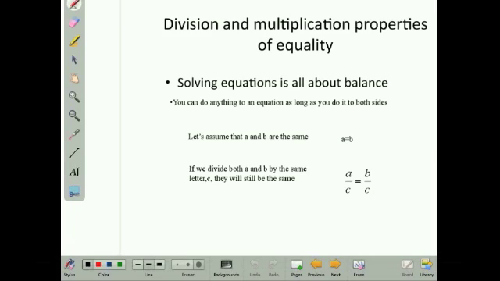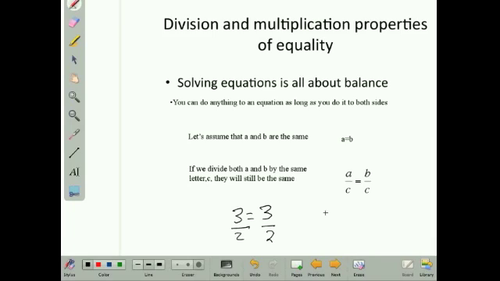So what it means is that if I divide both a and b by a c, they're still going to remain equal. So here's an example with actual numbers. We all agree that 3 equals 3. If I divide this by 2, as long as I do it to both sides, the equations are going to remain equal. So that's what the division property of equality stands for.